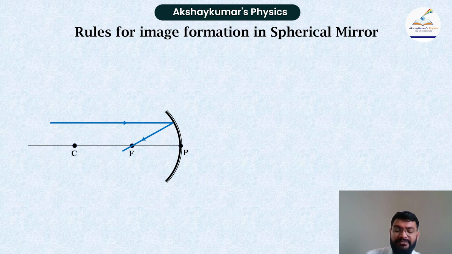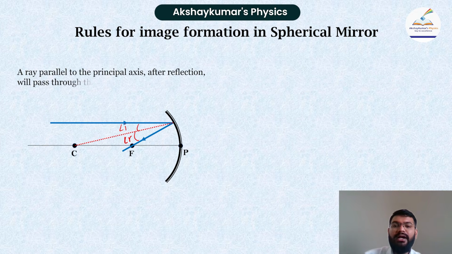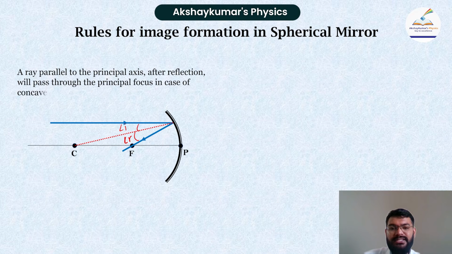I'll repeat myself. When the incident ray is parallel to principal axis, after reflection, it is going to pass through principal focus. और इसकी जो normal रहेगी, that will pass through center of curvature. Now it is going to follow the laws of reflection, that is angle of incidence is going to be equal to angle of reflection. So what the statement is going to be? A ray parallel to the principal axis after reflection will pass through the principal focus in case of concave mirror.